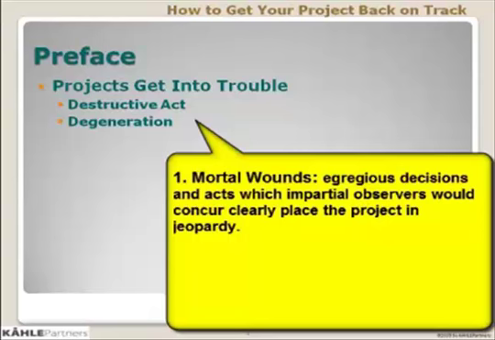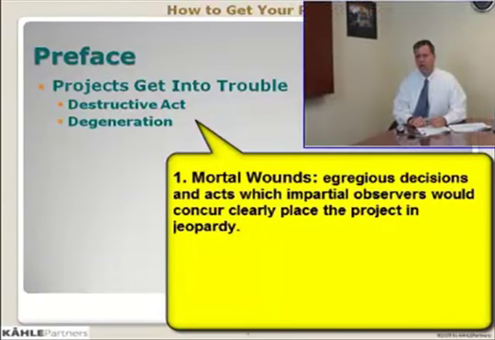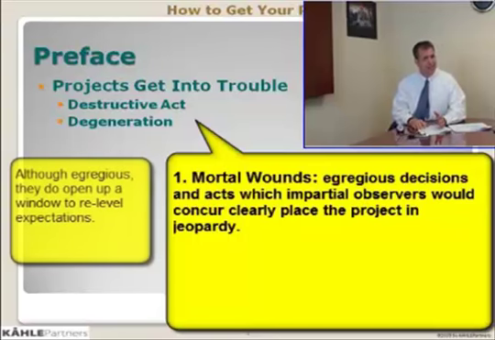Now, the interesting thing about mortal wounds is that because they so obviously place the project in jeopardy, they provide a window to renegotiate expectations. For example, if management is going to cut the project budget by 50%, it's probably not reasonable to expect that we'll deliver all the scope or we'll deliver it on the schedule that was originally agreed to. So let's revisit all of the assumptions around the project.